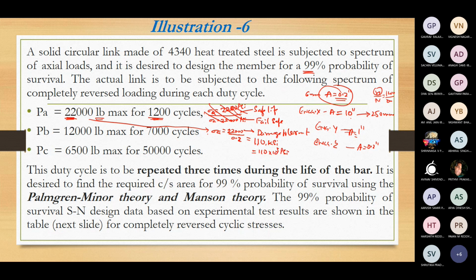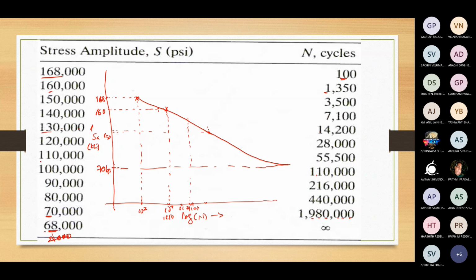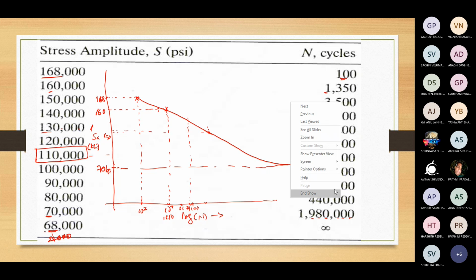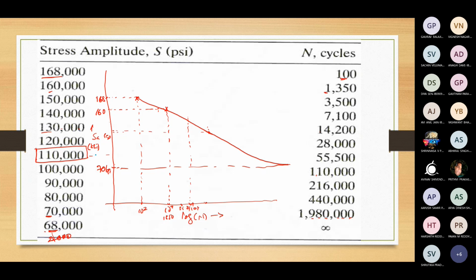Let us look for the SN diagram. Where is 1,10,000? You can note here there is 1,10,000. And that can give you how many number of cycles? Let me change the color. So if you compare this stress value, you are going to get approximately 55,500 cycles.